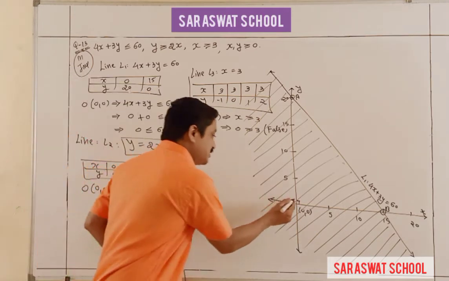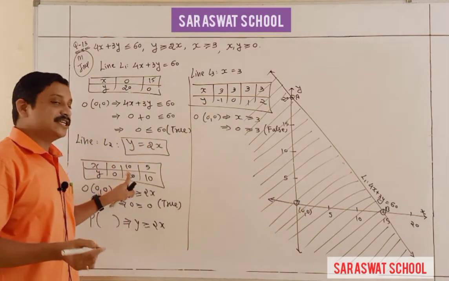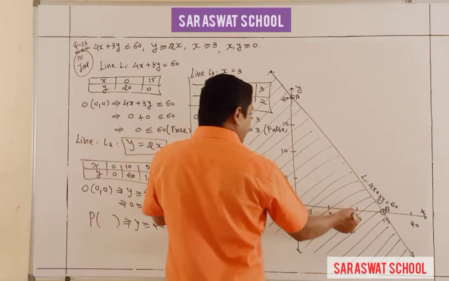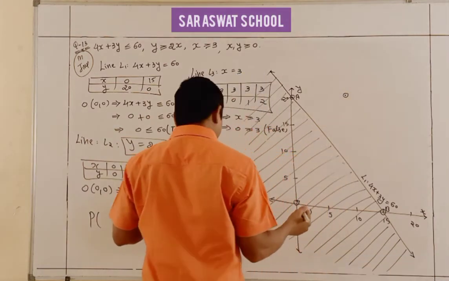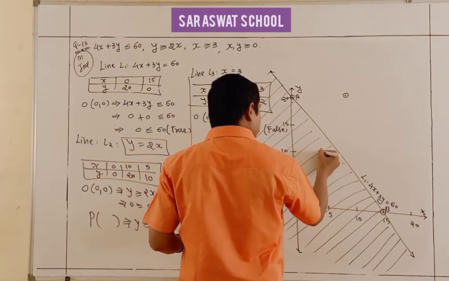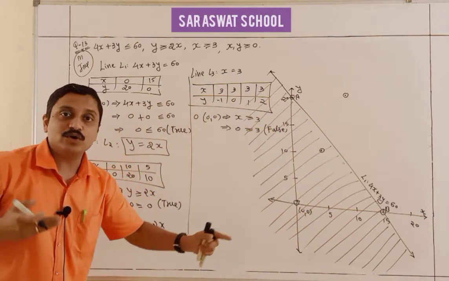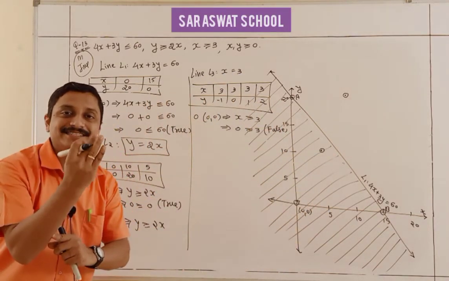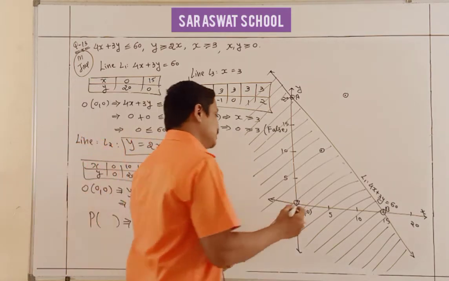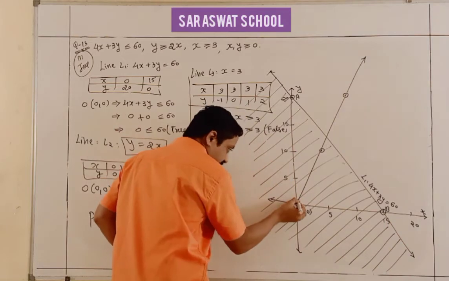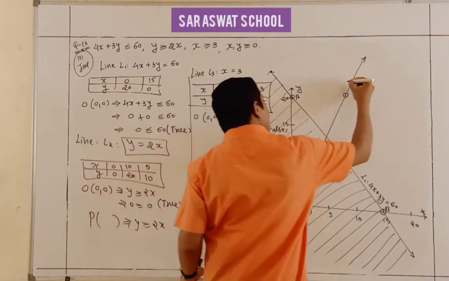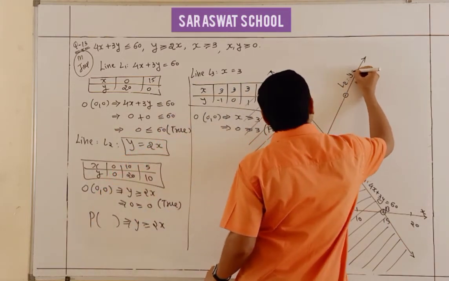0, 0 is here. 10, 20. X 10, Y 20 it is here. Here 10, 20. And one more 5 chain is here. And these 3 points are connected by line. It is second line L2. So students, here I joined all this way. And that is L2. Its equation is y is equal to 2x.